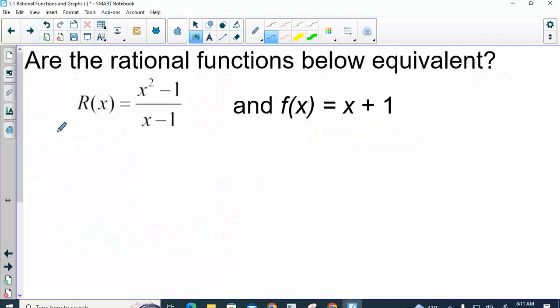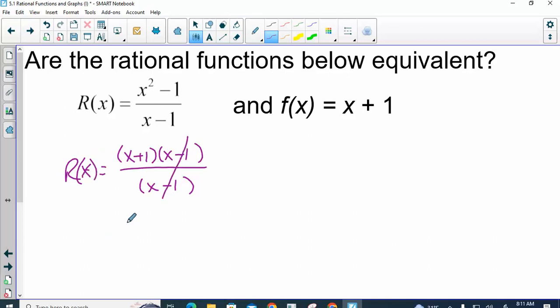So here is a question. That last problem I gave you, x squared minus 1 over x minus 1. What do you notice about x squared minus 1? You can cancel out the x minus 1. So if you reduce that, those cancel and you get x plus 1. So it looks like these are equivalent, doesn't it?